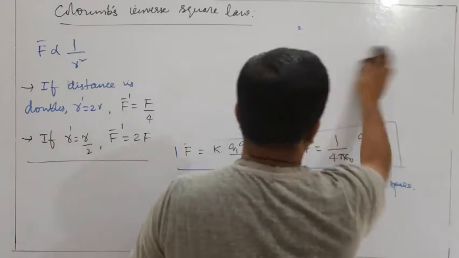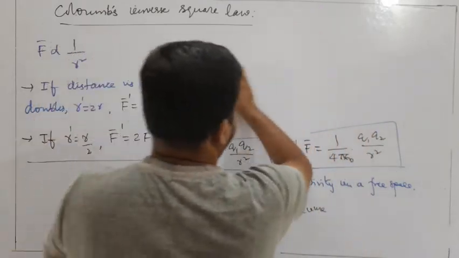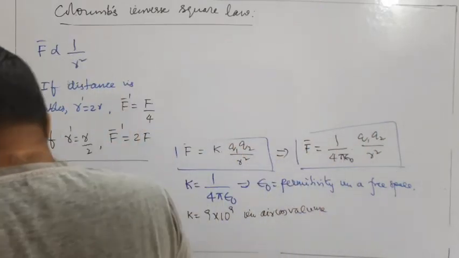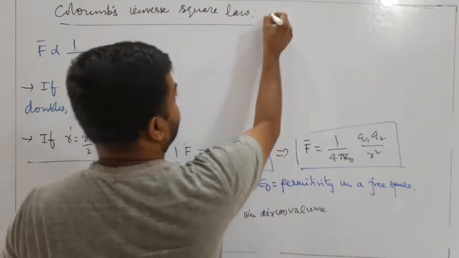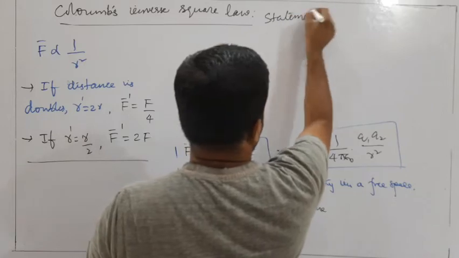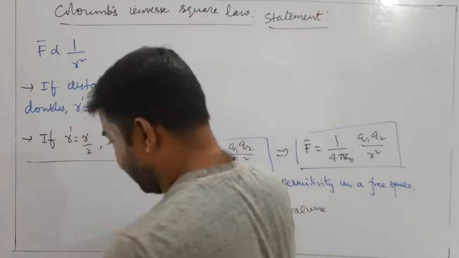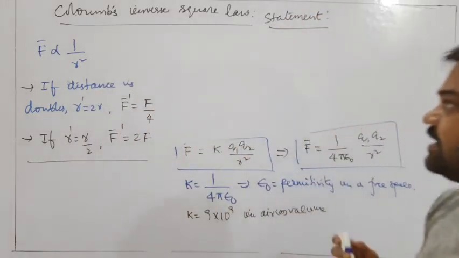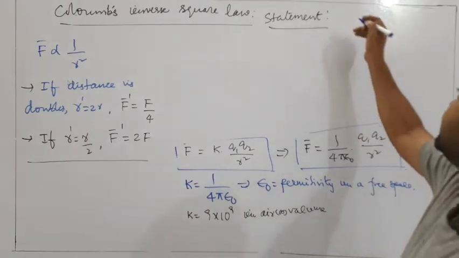What you do is, first write Coulomb's inverse square law as the heading, and after that write the statement. Okay, you will write the statement. Just write the statement first, and afterwards you write all the other things. Okay, what is the Coulomb's inverse square law statement?